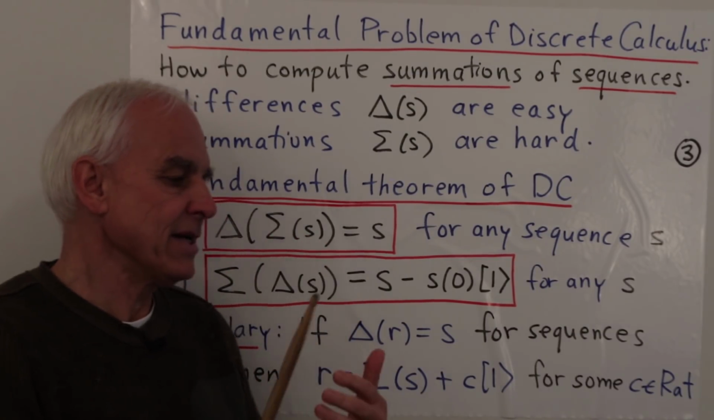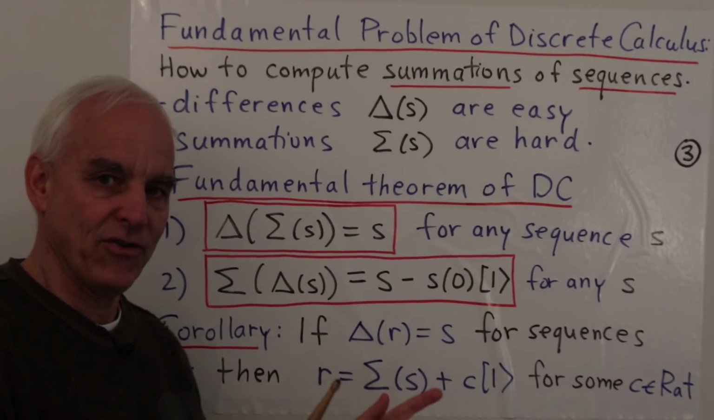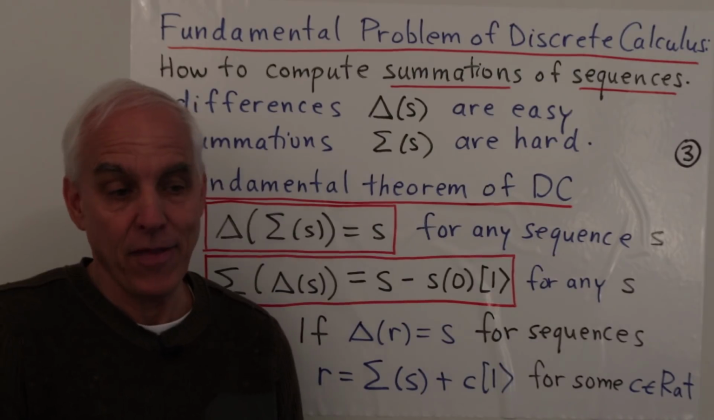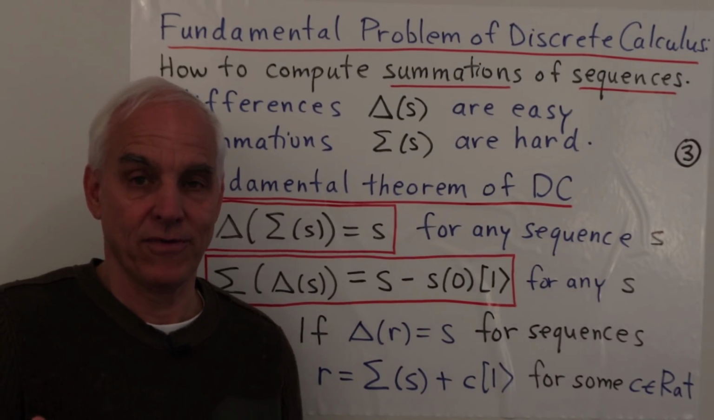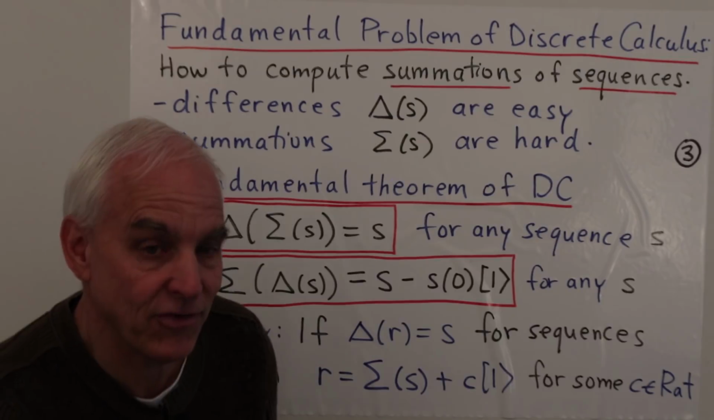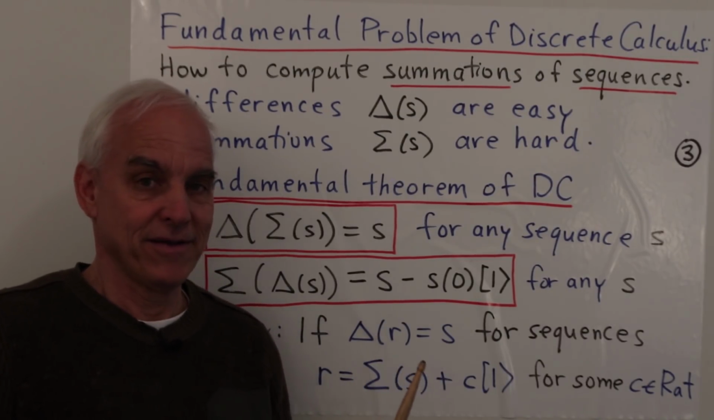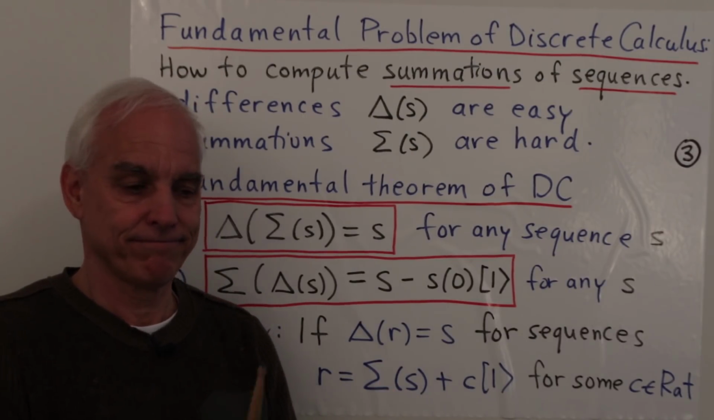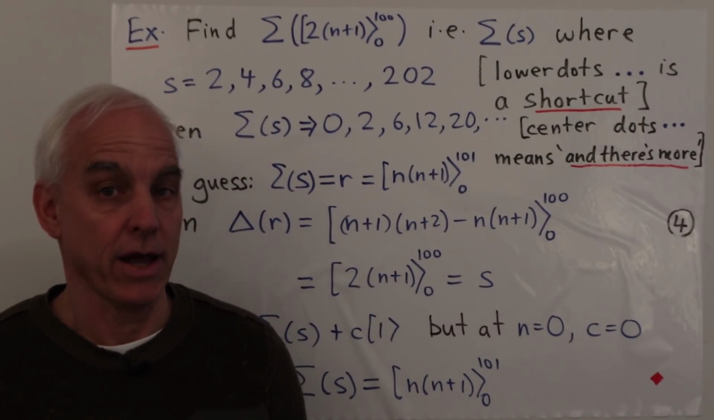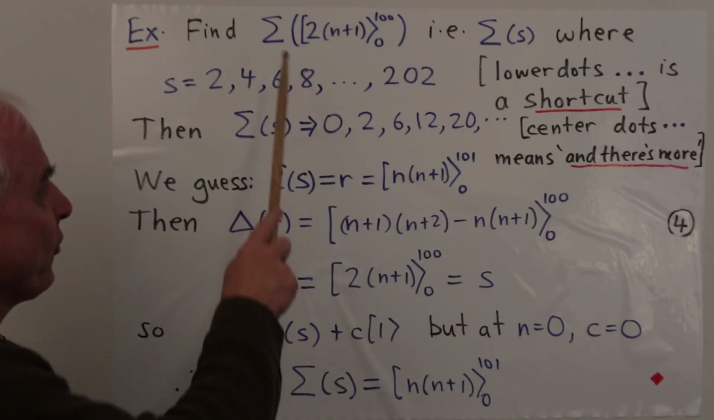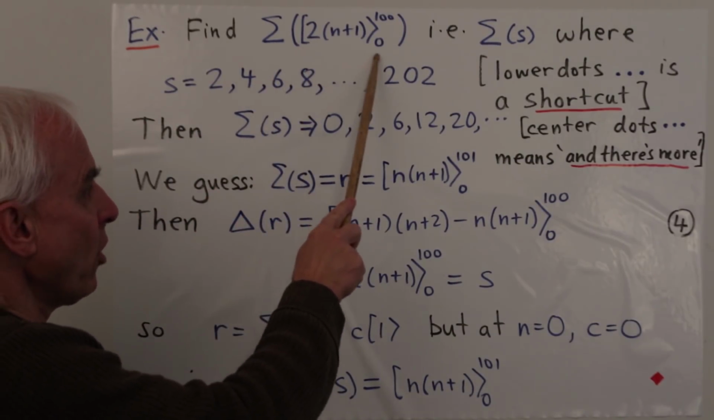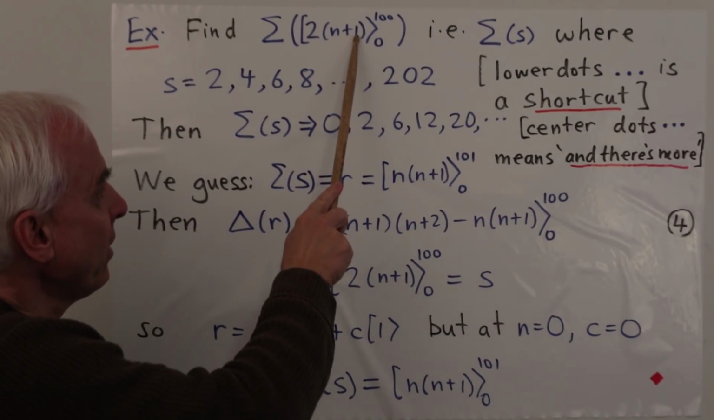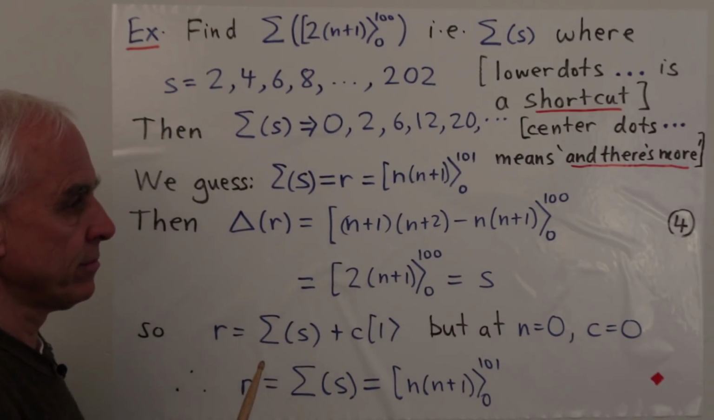So the idea is that if we know a lot about differences, if we have tables of differences of lots of sequences, then we're in a reasonably good position in terms of finding summations of sequences, because we can look for sequences whose differences are the ones that we have. So let us look at an example. Suppose we're interested in finding the summation of the following sequence: 2 times n plus 1, from 0 to 100.